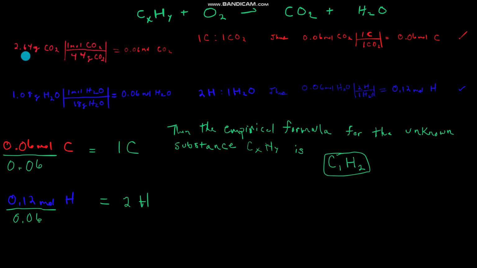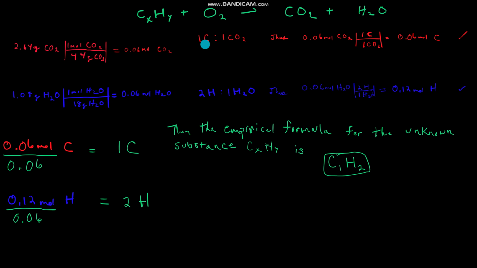So they gave us 2.64 grams of carbon dioxide. One mole of carbon dioxide is 44 grams of CO2. You cancel your grams, and you get 0.06 mole of CO2. Do the same thing for the H2O that they gave us: 1.08 grams of H2O, water, multiplied times 1 mole of H2O per every 18 grams of H2O gives us 0.06 moles of H2O. Once we have this information, we can go ahead and use our stoichiometry.